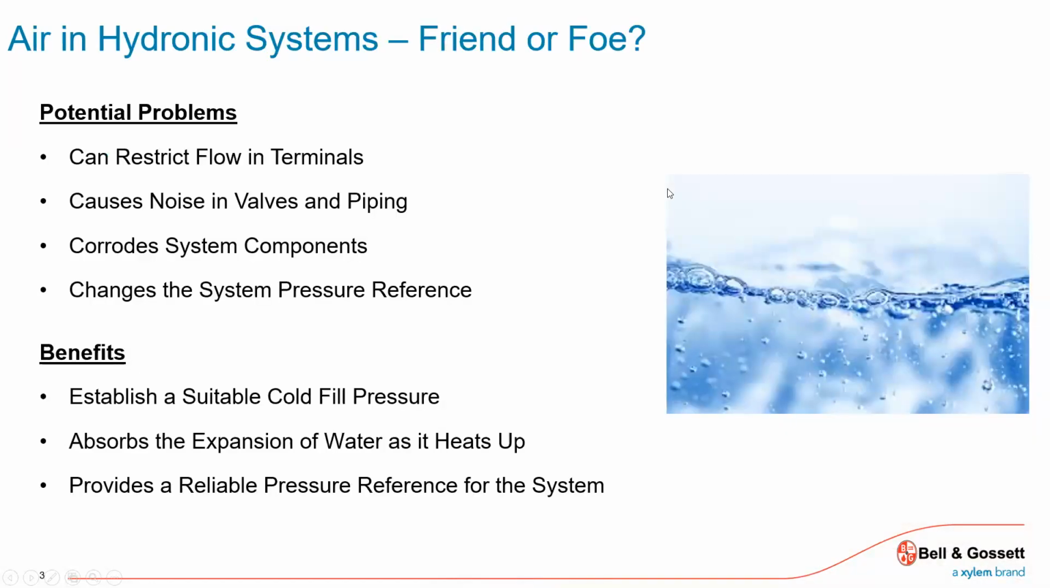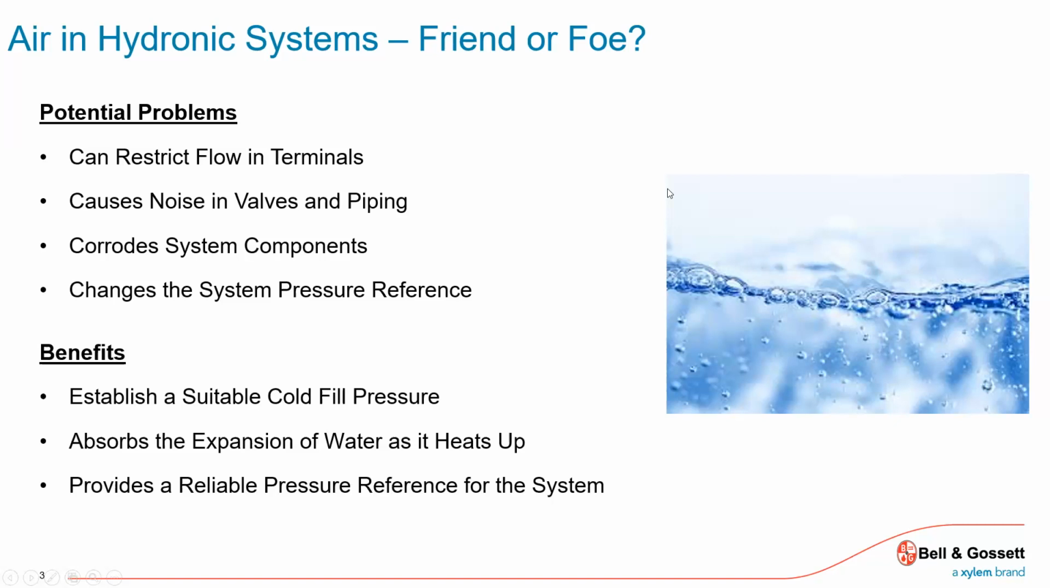So, air in hydronic systems, some comments: friend or foe, potential problems. Air can bind, can restrict flow in your terminal units, air handler coils, radiation, whatever your terminal unit is. If you've got air that doesn't belong there, it can cause system problems, operational problems. It can cause noise in the valves and piping. If enough of it is being added or exists, it can lead to some corrosion.